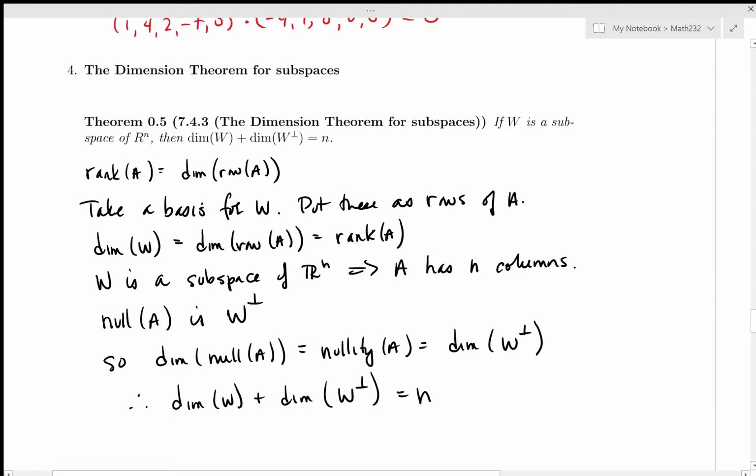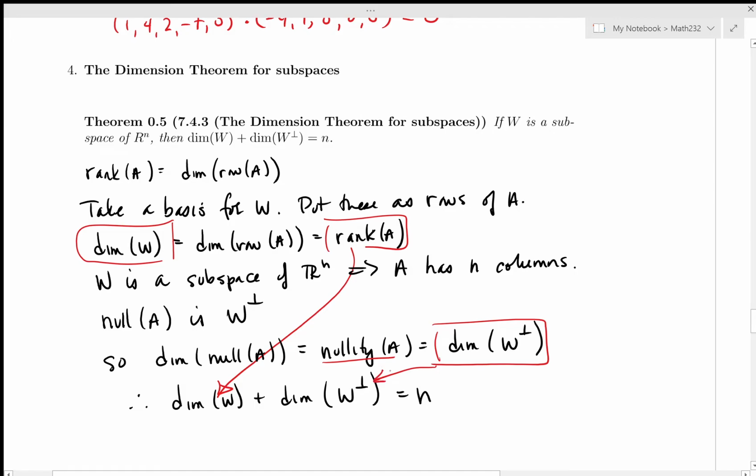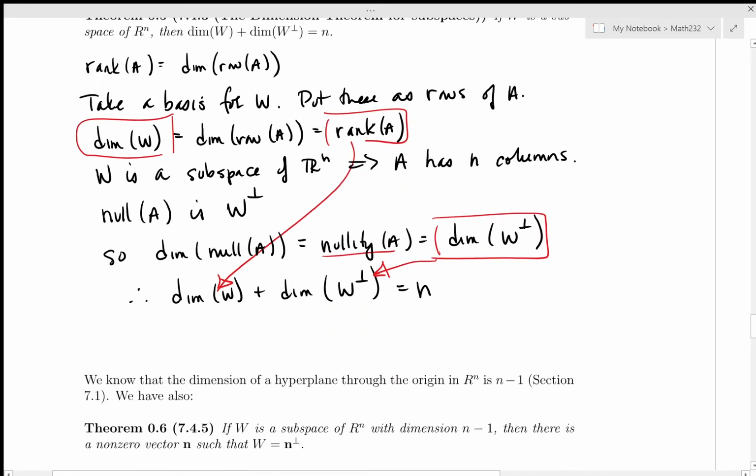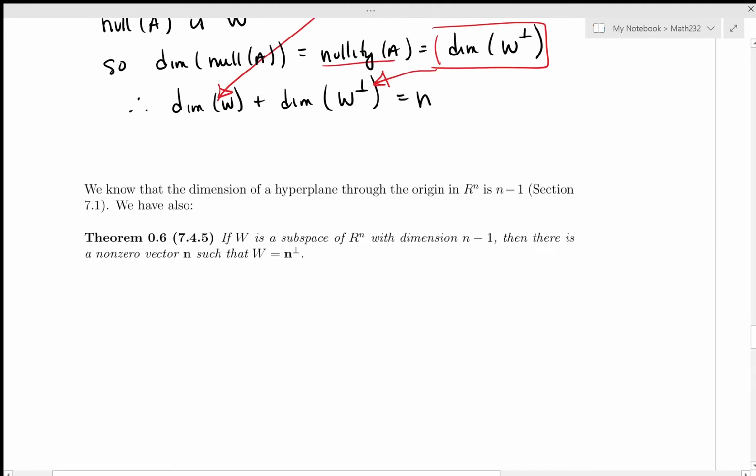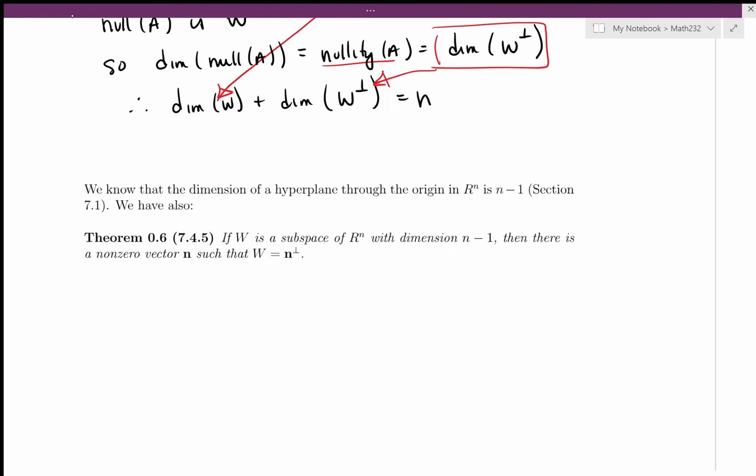We basically showed that the dimension of W, our claim is just to do one from the other. So we have here the dimension of W is equal to the rank. So here's the rank. And then the dimension of the orthogonal complement of W is the nullity, and that's right here. And so this is the dimension theorem for matrices, if you look at it that way. Okay, same thing. Okay, what else can we say here? Let's take a look at this.